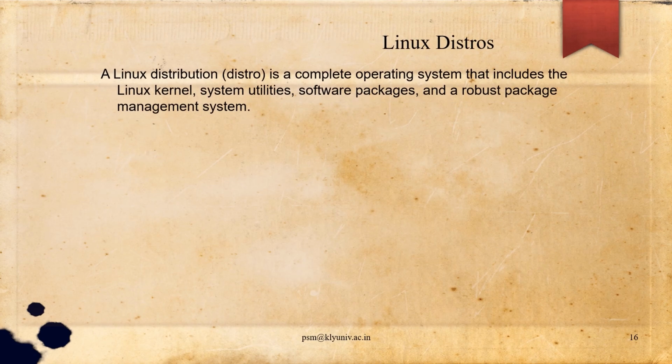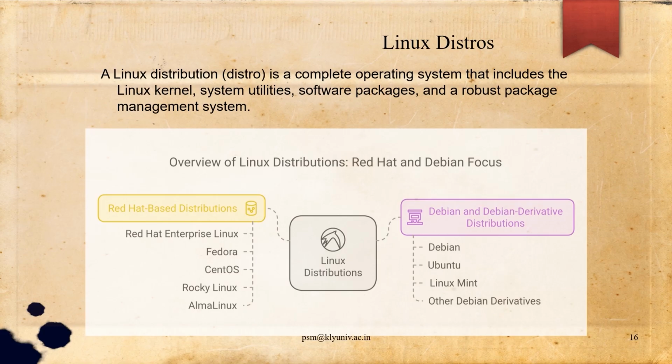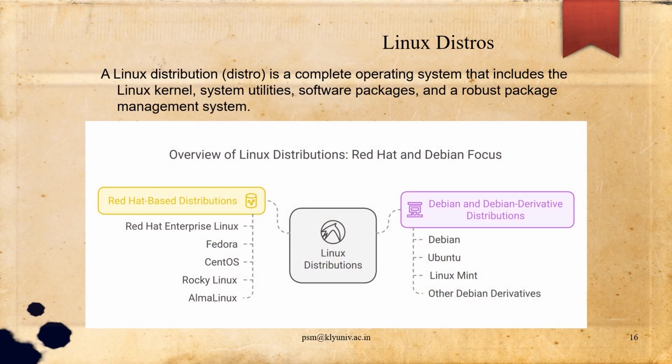Now, on top of the Linux kernel, as I said, there are many operating systems. These we technically call Linux distributions or Linux distros. So a Linux distribution, or distro, is an operating system which is based on the Linux kernel. It takes the Linux kernel and develops a full-fledged operating system. There are thousands of such Linux distributions, but you can categorize all of them into two broad groups.